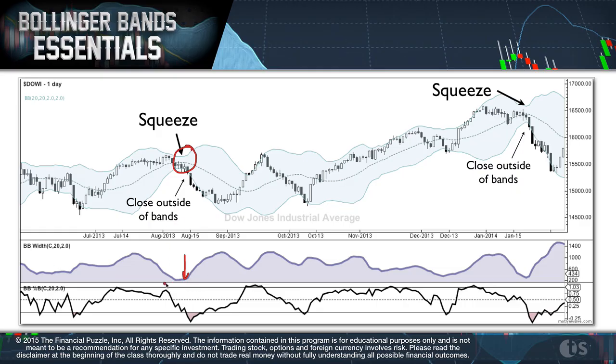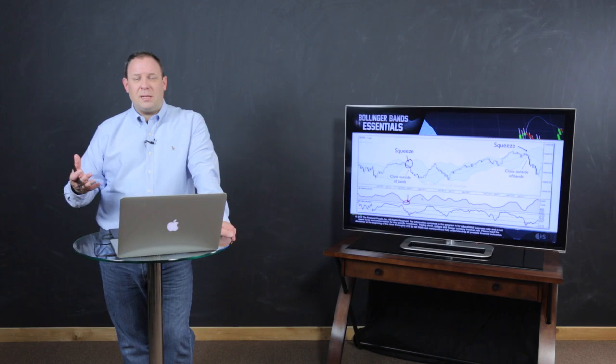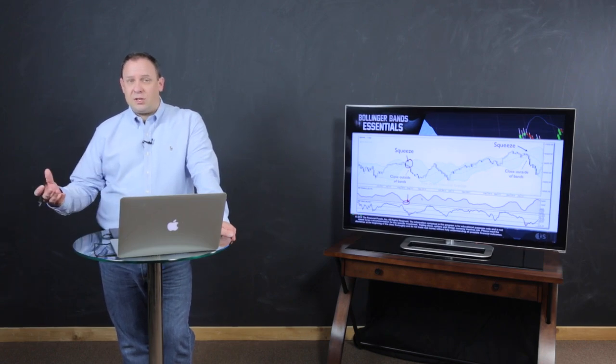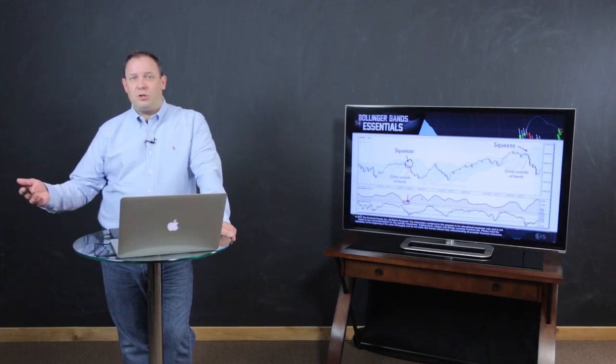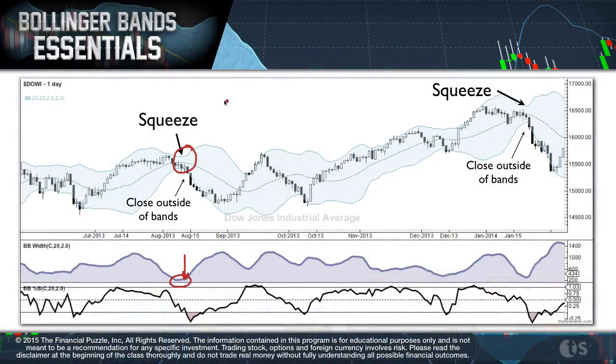If you look back several months, you don't see any bandwidth indications that are this low. And so you know this is a squeeze. You know that the probabilities are very high that when this breaks, it's going to be an explosive move, and it's probably going to establish at least a good-sized swing, if not a full-blown trend in a direction. Now, you don't necessarily know which direction. In this case, it broke bearish here.